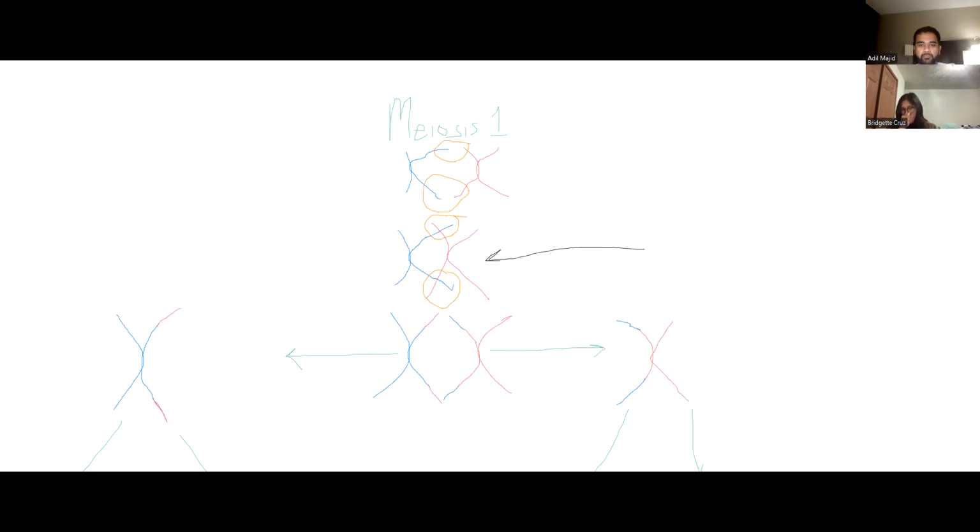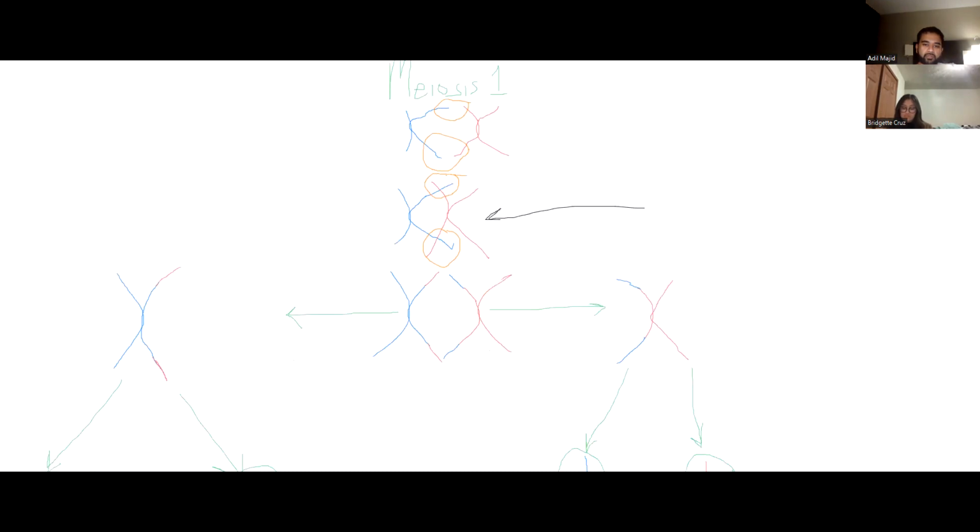Those homologous pairs line up next to each other, and then one of the arms from one of the red sister chromatids goes over to the blue sister chromatid, and then they overlap, and then they swap pairs. You see that right here? Yeah.